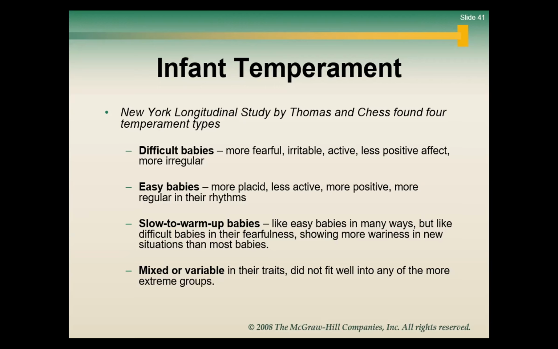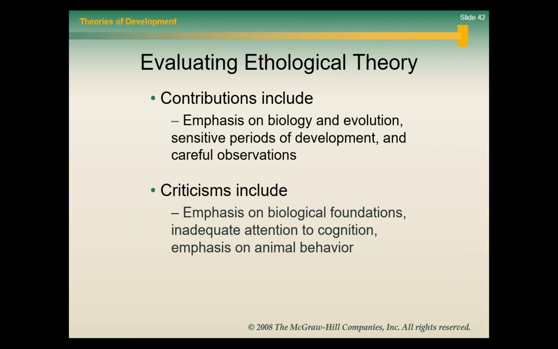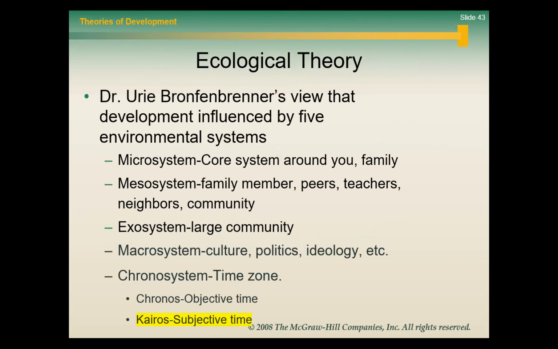Slow-to-warm-up babies are like an easy baby in many ways, but they are typically more fearful and show more wariness in a new situation than most babies. Mixed or variable babies have traits that did not fit well into any of the more extreme groups, so mixed types and combined types. There are pros and cons in the ethological model and theory. They emphasized biology and evolution, and the criticism is inadequate attention to cognition, emphasizing animals' behavior. But we are human beings.